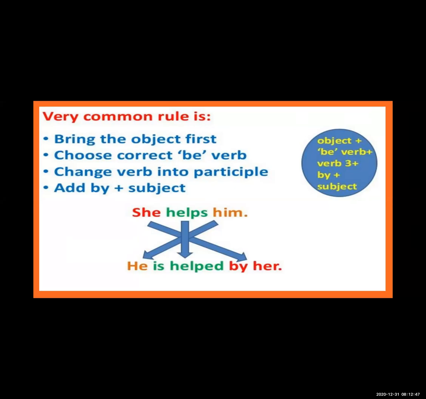When you are converting it into passive voice, take that object in the first part, that is, him will become he. Okay, if there is her, then it will become she. Okay, then him is there, so we have taken he. Then helps will become is helped. Okay, now is to be's form. Okay, choose correct be verb.